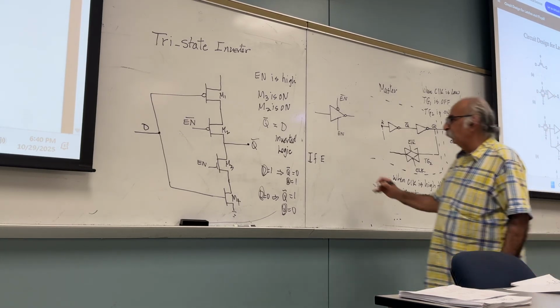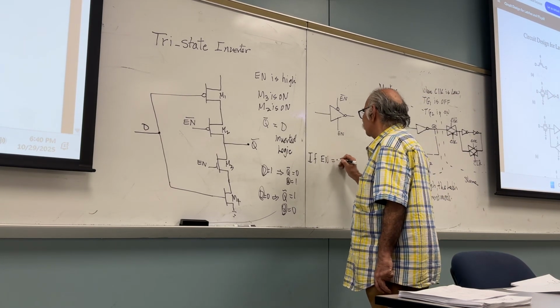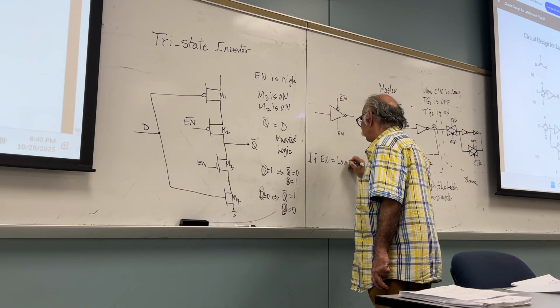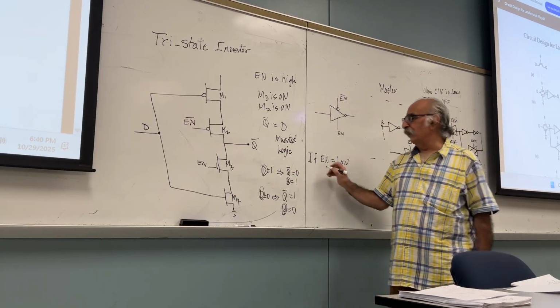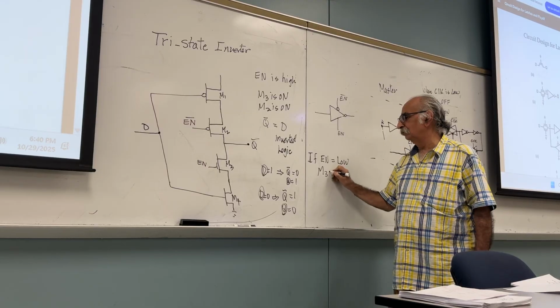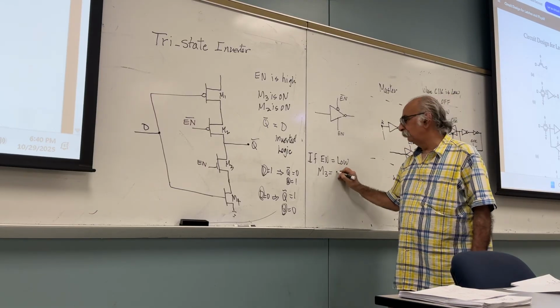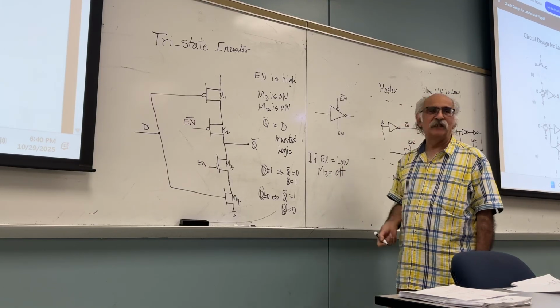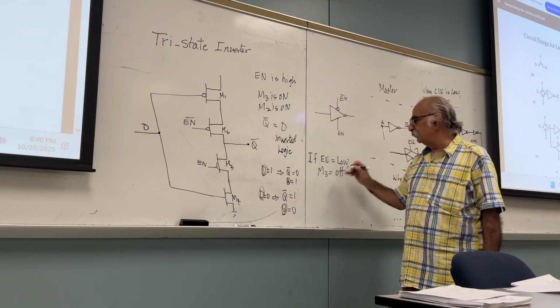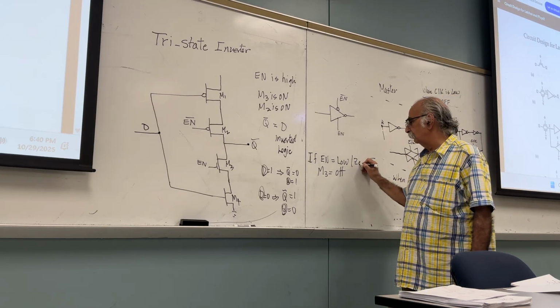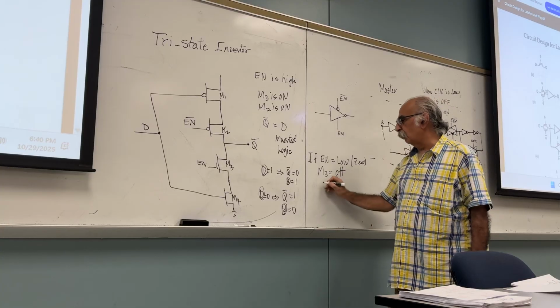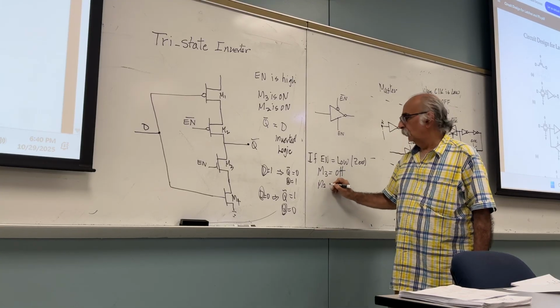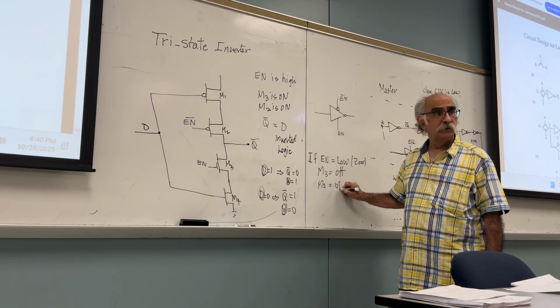What if the enable is low? Q bar equals Z. What is M3? Off. Everybody see why it is off? Low means 0. M3 is off. M2? Off. Why?